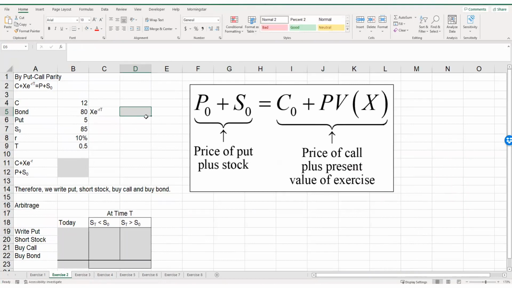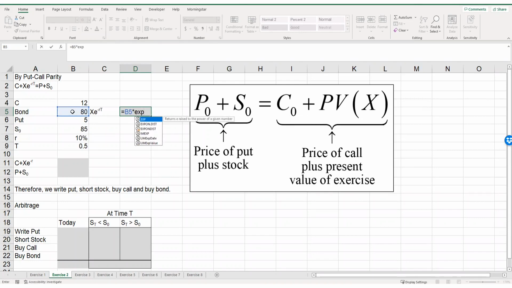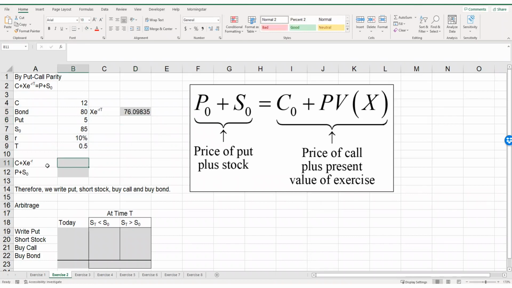So first, calculate the present value of X. Since the 10% in the question is continuously compounded, we need to use the $80 exercise price times EXP, raised to the power of 10% times maturity. And call plus present value of X should equal the call price, $12, plus the put price, $5, plus the stock price.